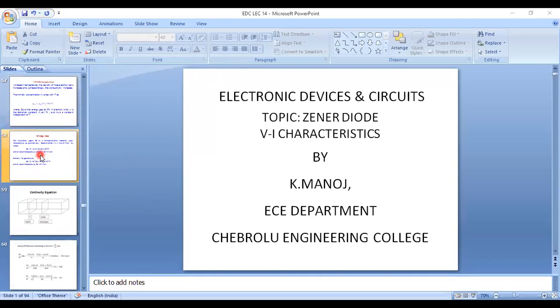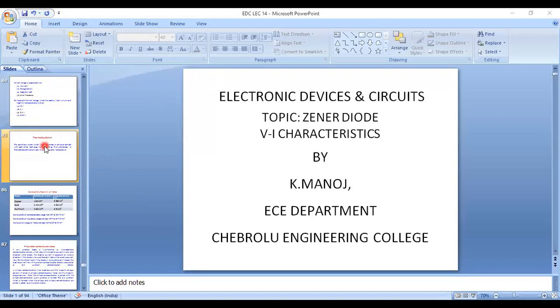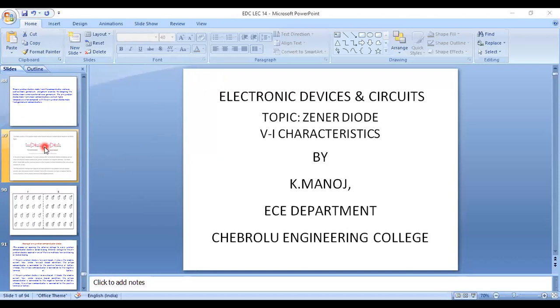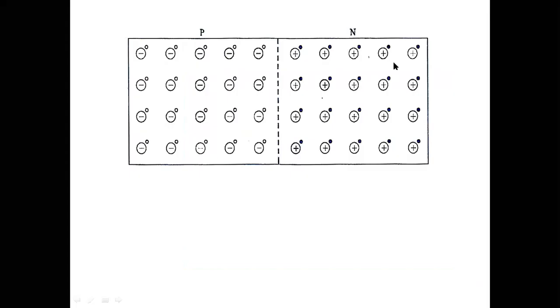Right. The main disadvantage of a PN diode is its breakdown in reverse bias condition. It will blow off. PN junction diode will blow off in reverse bias condition at very high voltages. Means in reverse bias, if I apply high voltage, then PN diode will blow off. So this is the major drawback when using PN junction diode.